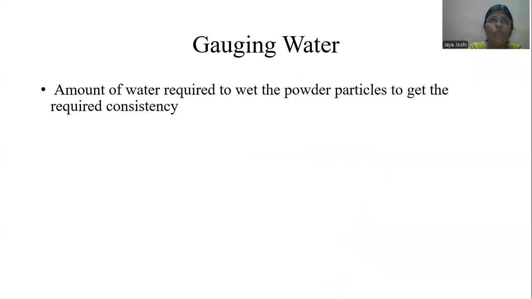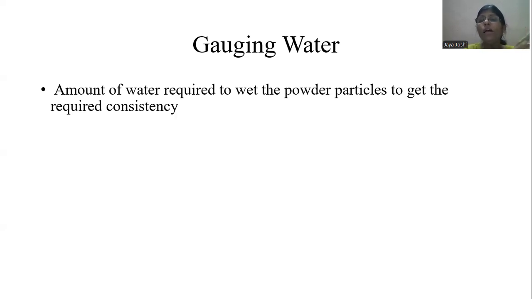Now, coming to gauging water. You find this term coming very commonly, gauging water. Now, gauging water is the amount of water which is required by the gypsum products to wet the powder particles to get the required consistency. So, our basic aim of mixing the powder to water is to get the required consistency so that we can use it for the particular purpose. Suppose for pouring of the impression, we require a different consistency. For making the base, we require a different consistency. But for all these things, the water has to wet the powder particles completely.